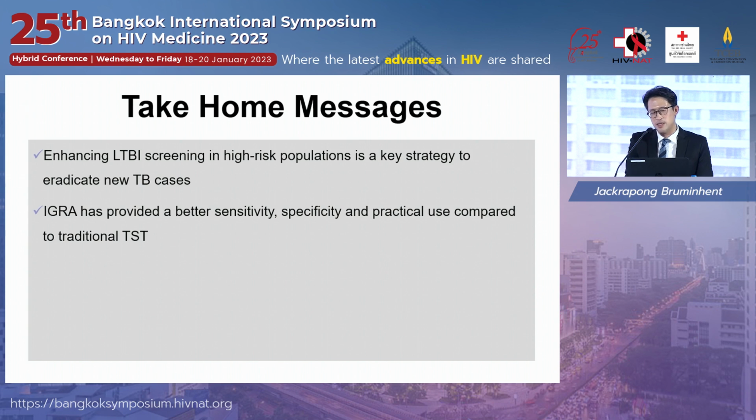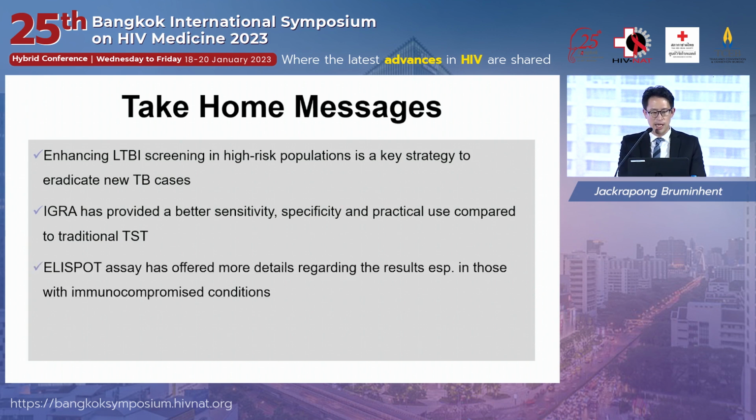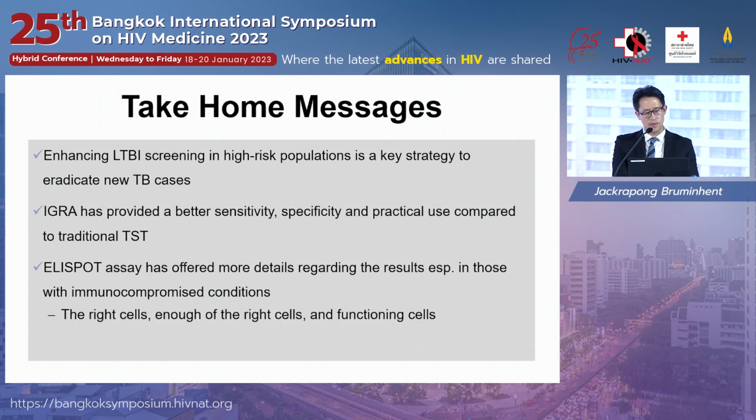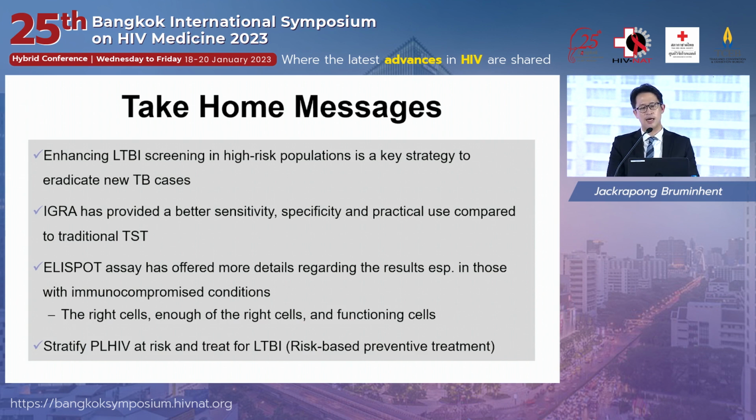IGRA has provided better sensitivity, specificity, and practical use compared to the tuberculin skin testing. And ELISpot shows probably a better outcome in immunocompromised conditions, with enough of the right cells and functioning cells. And I would say in Thailand, maybe stratifying people living with HIV at risk and treating them individually based on their TB-specific immunity would be the best strategy. And this should be called risk-based preventive treatment. So I think I'm going to finish here and open the floor for any questions.